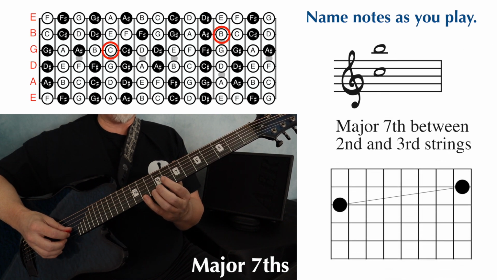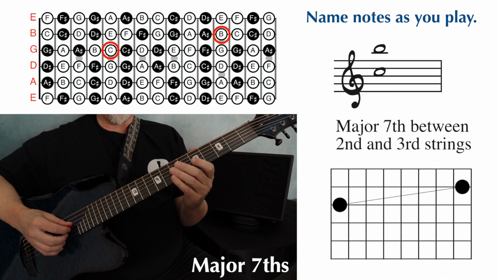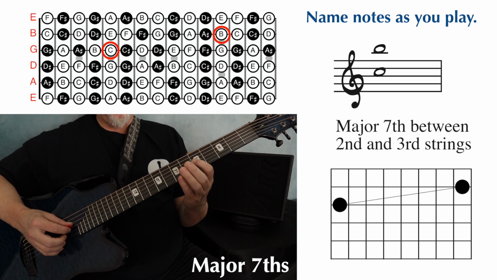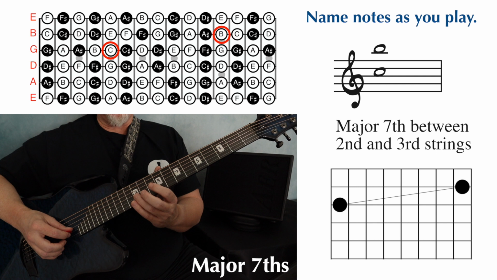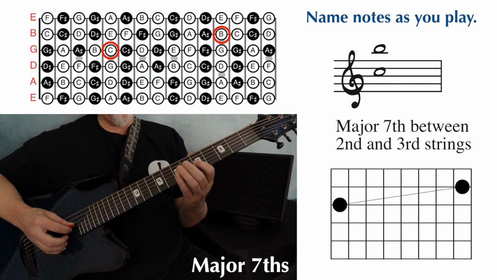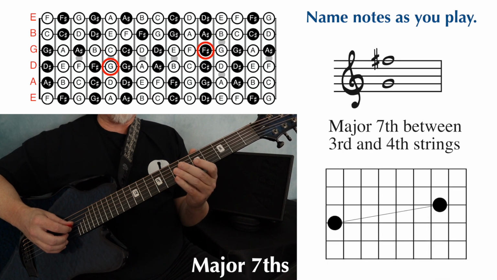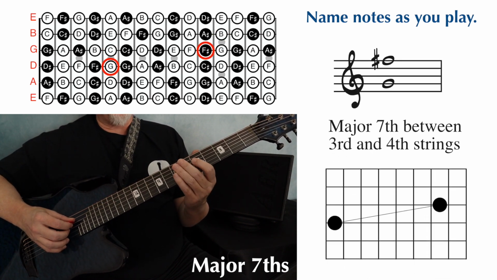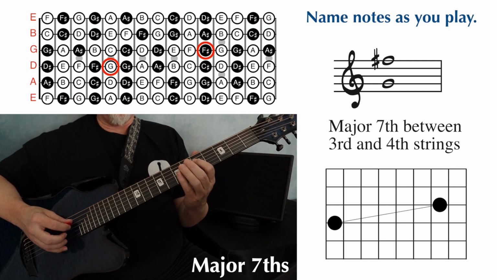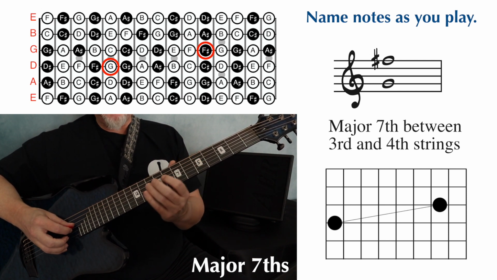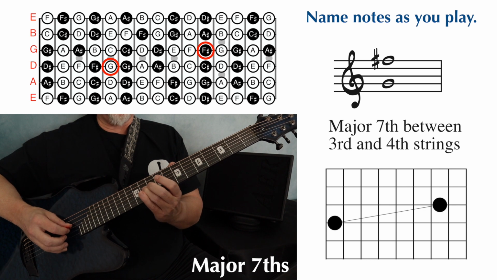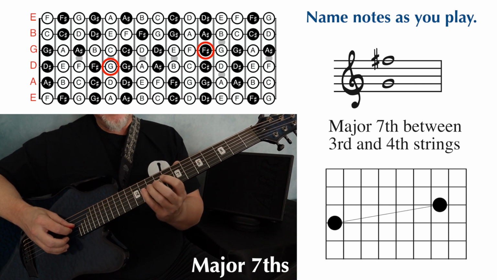Major seventh between strings 2 and 3 is 7 frets away. Here's a C. Major seventh above that C is a B. C, B. Major seventh between strings 3 and 4 is 6 frets away. So here we have a G. Major seventh above a G is an F sharp. G, F sharp.